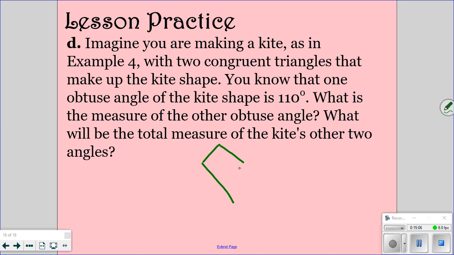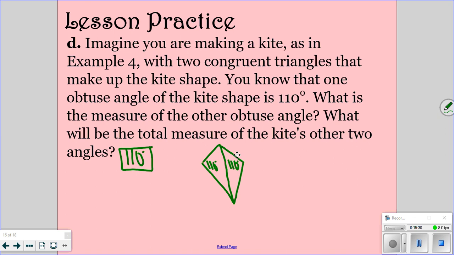So here's our kite. It says one of the obtuse angles is 110. So this angle is 110. The other obtuse angle is also going to equal 110 because this diagonal here cuts it in half. So the measure of the other obtuse angle is 110.